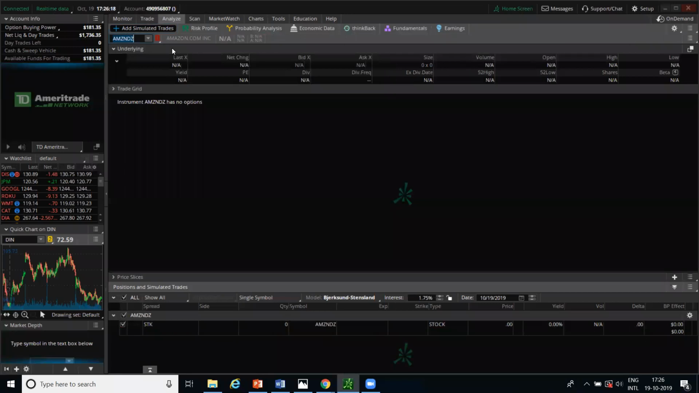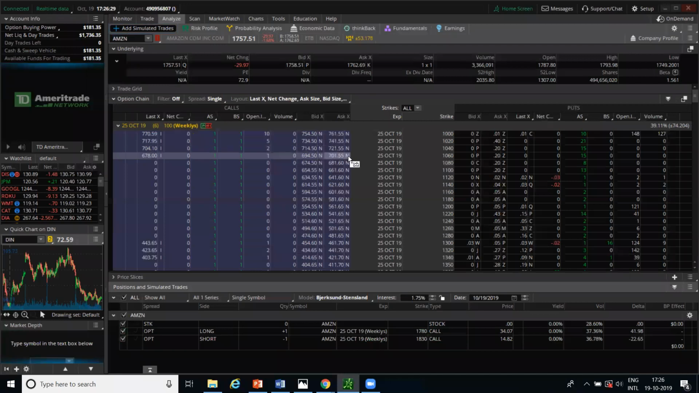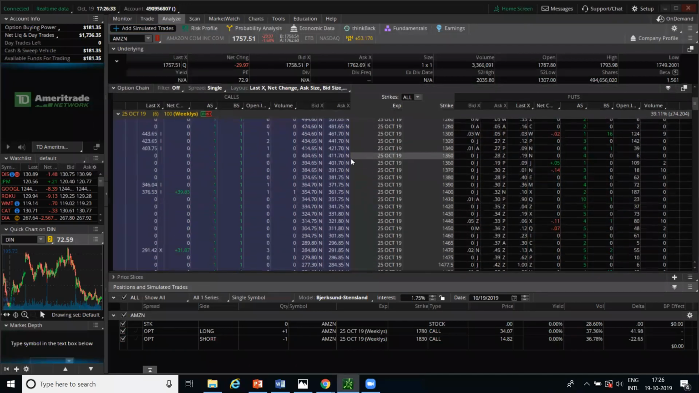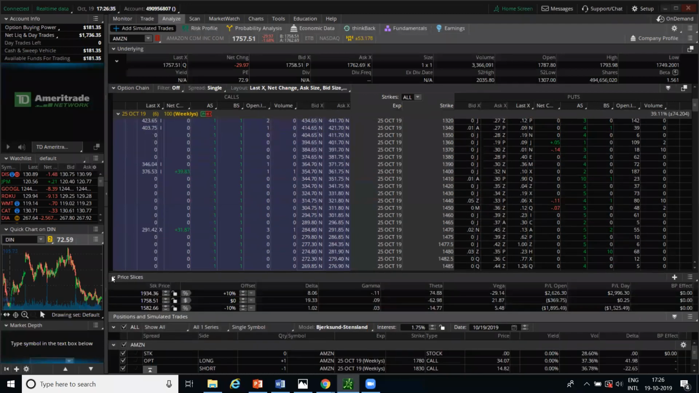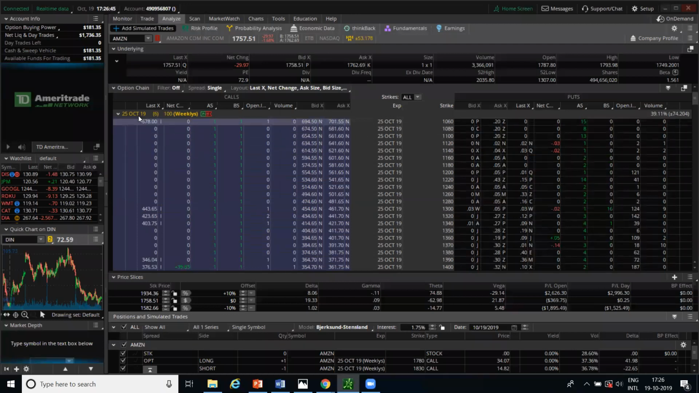I want to show how to understand the options. So here you will see all the option trades. Cheap. It's easy to trade here. And if you want to take this out, you can detach it. This is the option trade. And you can buy, sell based on this.